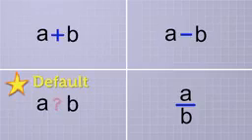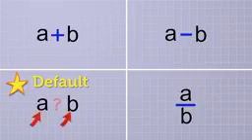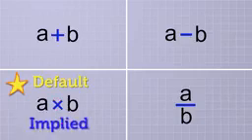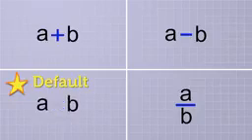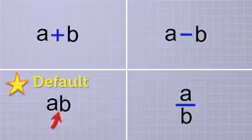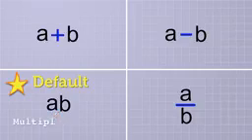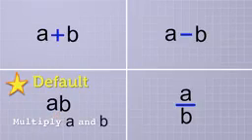That means if no other arithmetic operation is shown between 2 symbols, then you can just assume that they're being multiplied. The multiplication is implied. For example, instead of writing a times b, you can leave out the times symbol and just write ab. Since no operation is shown between these 2 symbols, you know that you're supposed to multiply a and b. Of course, you can't actually multiply a and b until you figure out what numbers they stand for.